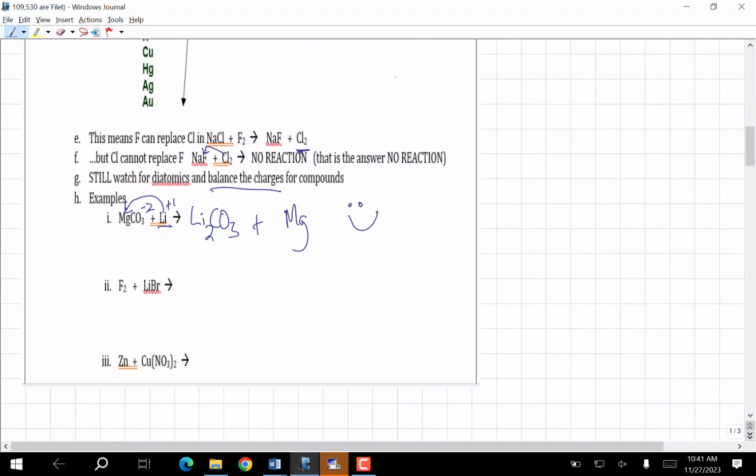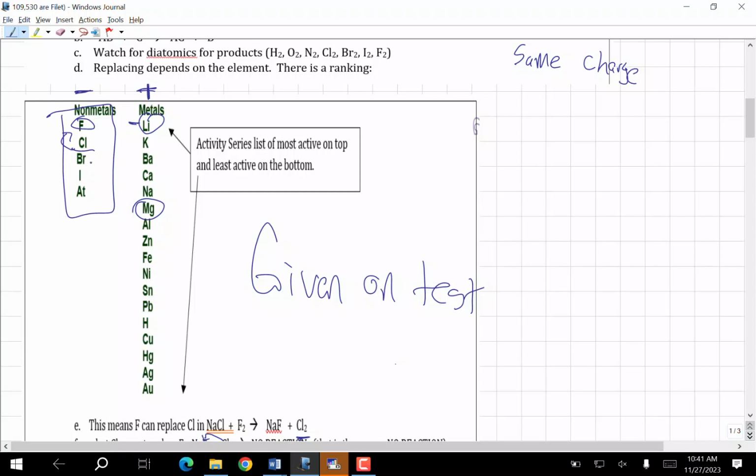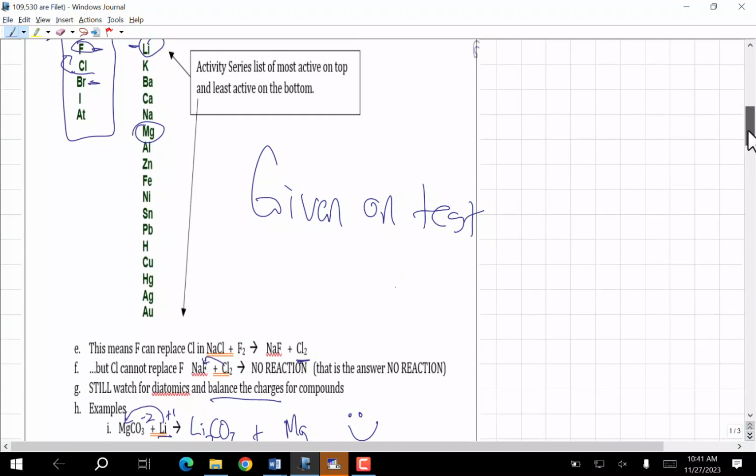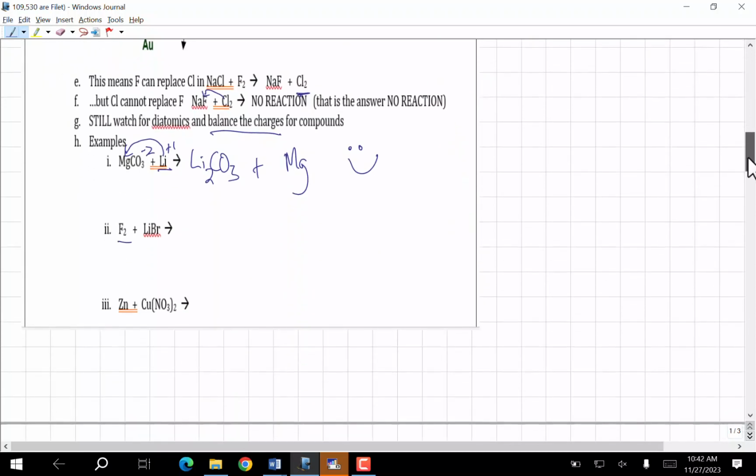Okay. F2 plus LiBr. What is F going to try and replace? Is F going to try and replace lithium or bromine? Well, here's F. It's going to try and replace bromine. F is above Br, so it will happen. So LiF plus Br. Okay, I need to check my charges. Lithium from the periodic table is +1. Fluorine from the periodic table is -1. That's balanced. And bromine is diatomic.